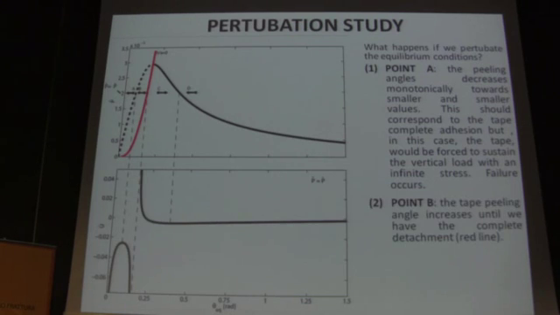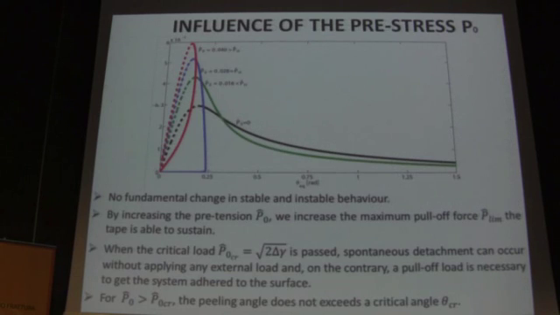On the contrary, if we focus on the point B, what we observe is that the tape angle increases until we reach the red line, and so we have the complete detachment. If we are in the right region, basically we evolve towards stable equilibrium.